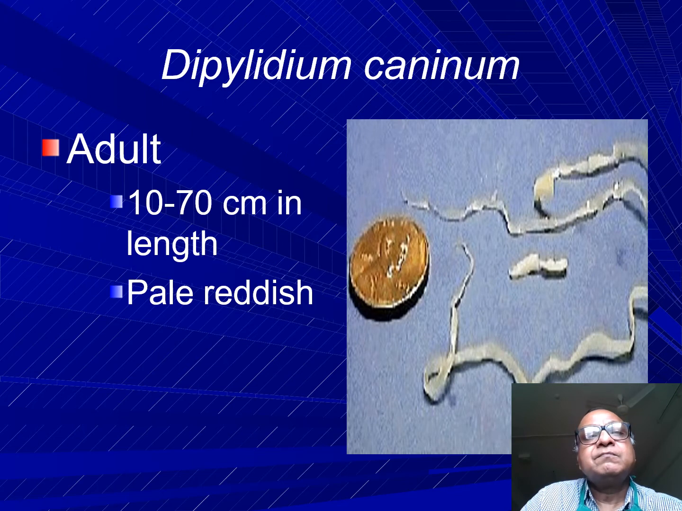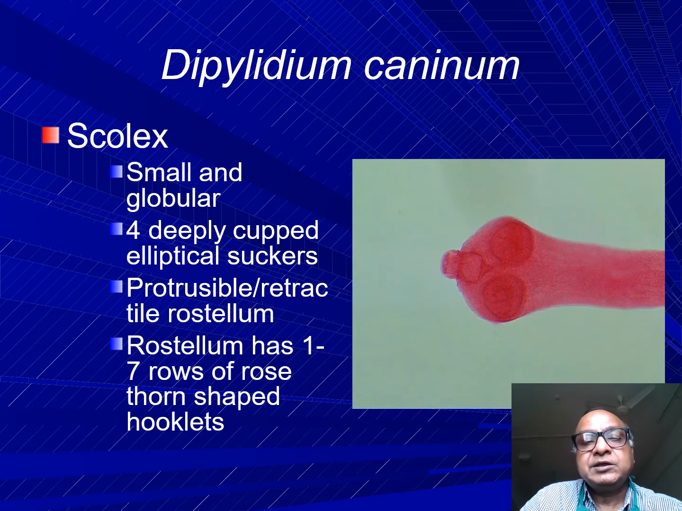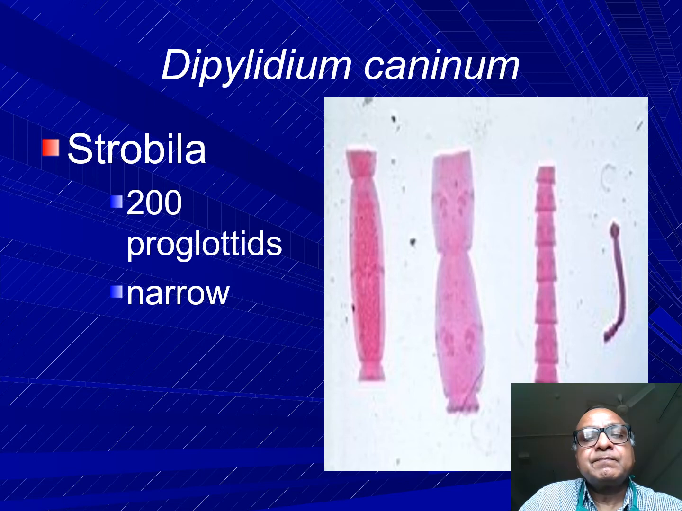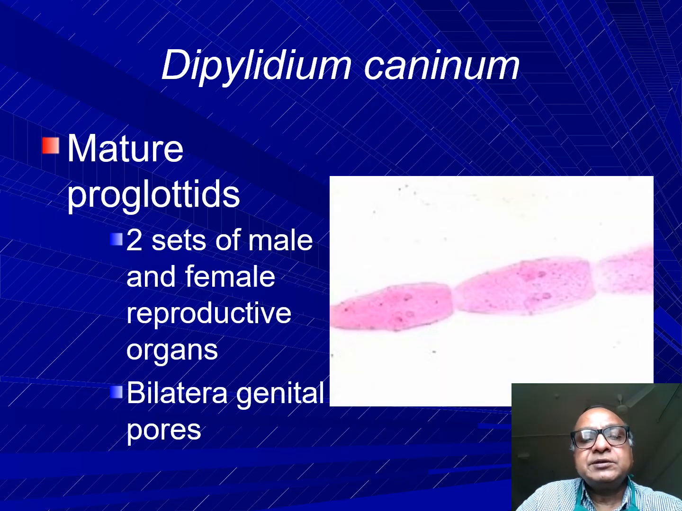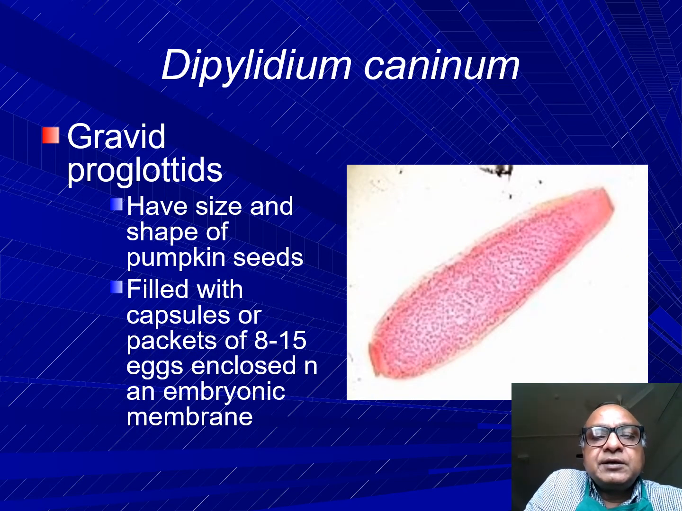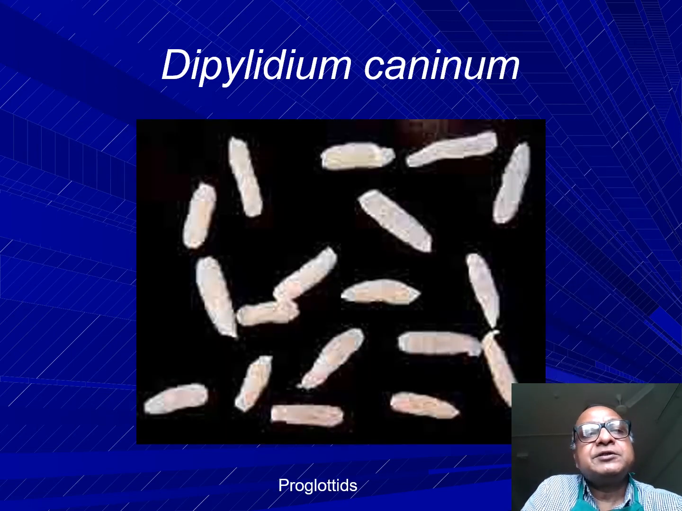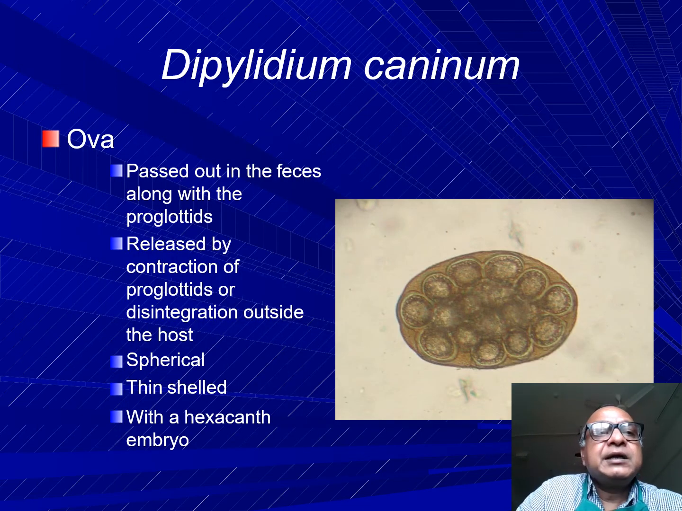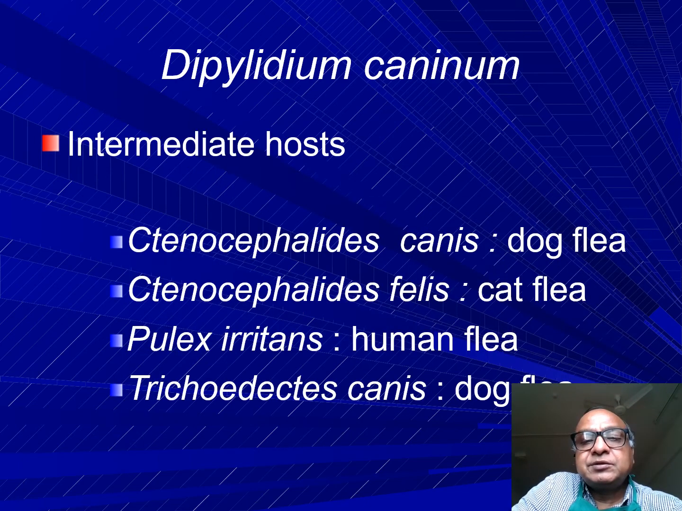The adult worm, the scolex front view, strobila, 200 some proglottids, mature proglottids, bilateral genital pores, gravid proglottid of the size of a pumpkin seed, actual proglottids, close up of the proglottid, hexacanth embryo containing egg of the Dipylidium caninum. Intermediate hosts are various fleas.